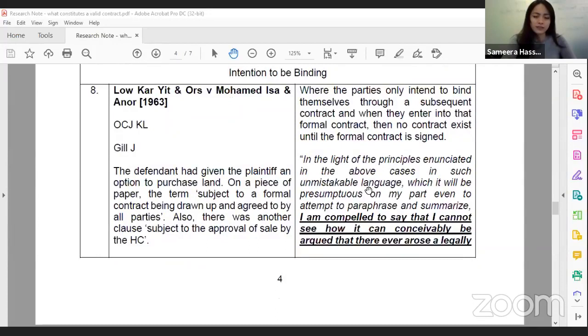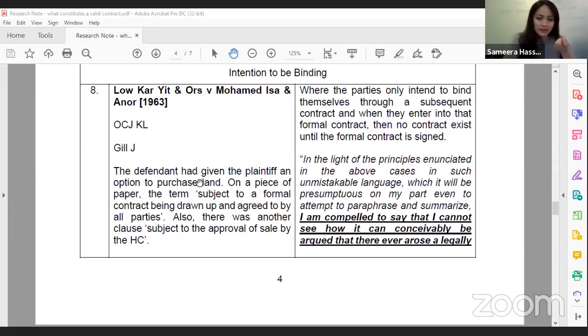Okay, the case for intention to be binding. There's the case of Loh Kar Yit and others v Muhammad Isa and another. What this case says is that where the parties only intend to bind themselves through a subsequent contract, and when they enter into that formal contract, then no contract exists until the formal contract is signed. Okay, in other words, what this case is trying to say is, let me just read this because I think it will explain it even better.